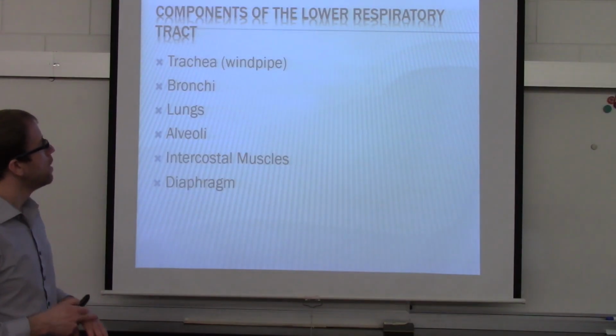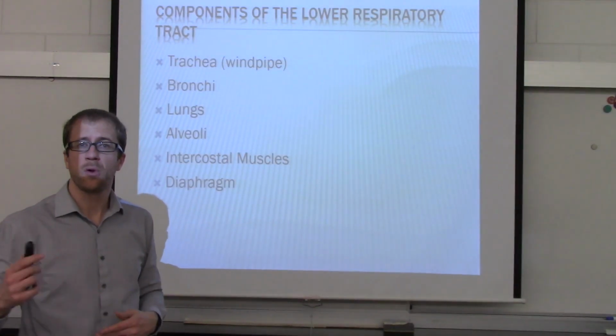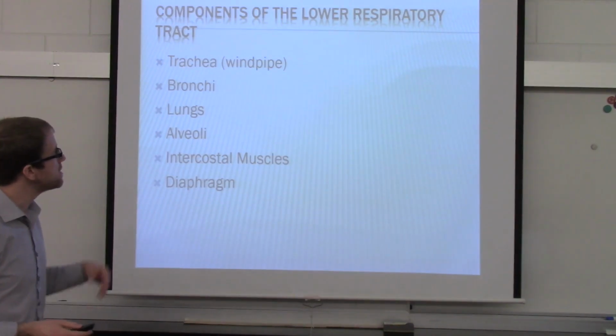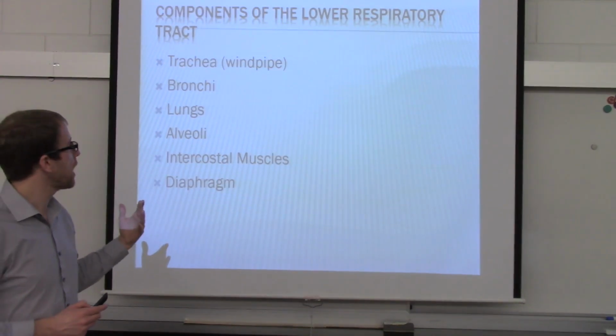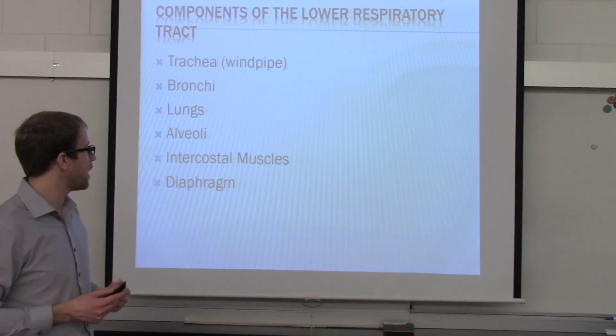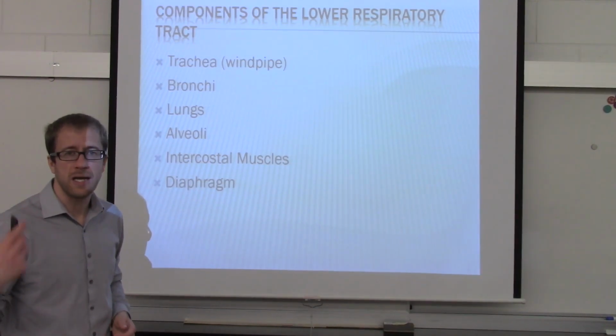All right, so the lower respiratory tract, which we will be exploring next lesson, consists of your trachea, your bronchi, your lungs, your alveoli, your intercostal muscles, and your diaphragm.